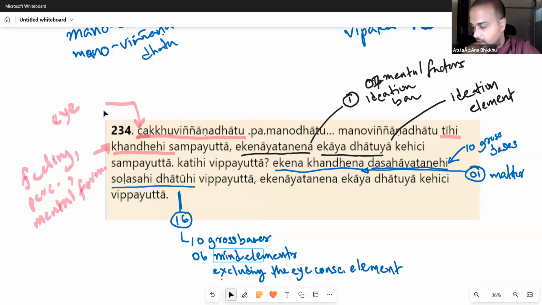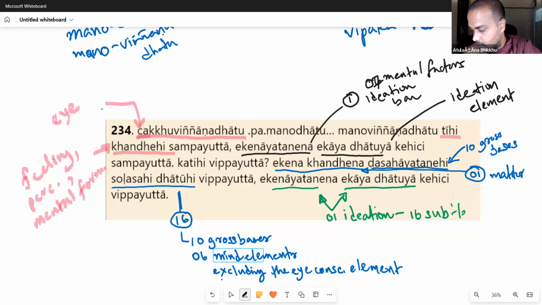disassociation. It says ekena ayatanena ekaya dhatuya, right? It's the ideation element and ideation base, right? So in the ideation element and ideation base, it's the 16 subtle matter and also the nibbana. So that's how we derive the answer for this one.